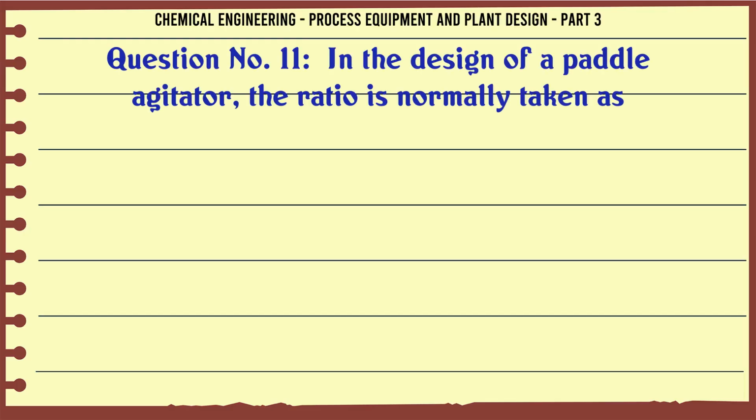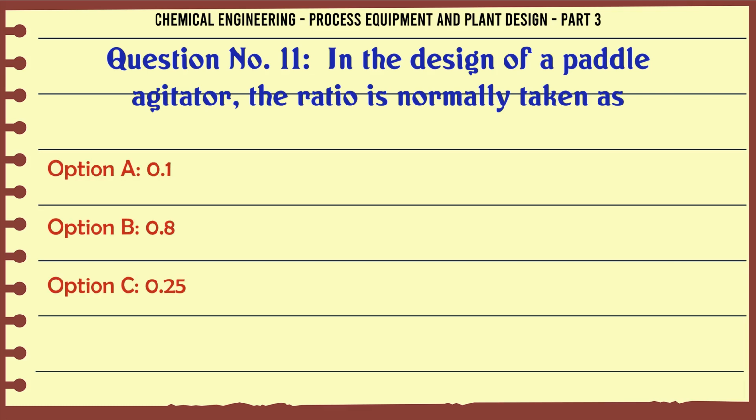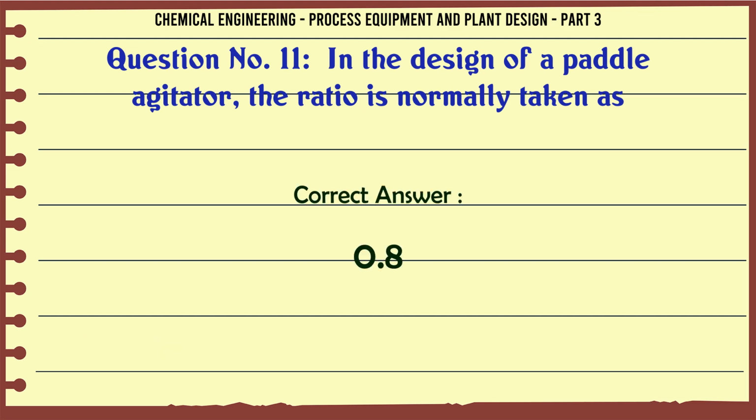In the design of a paddle agitator, the ratio is normally taken as A 0.1, B 0.8, C 0.25, D 0.5. The correct answer is 0.8.